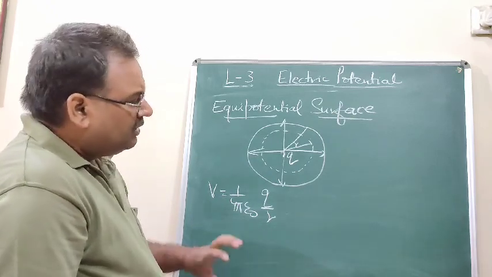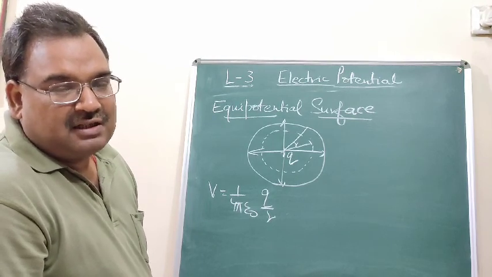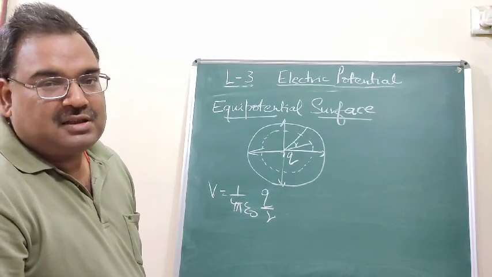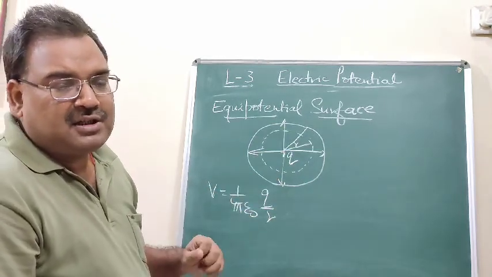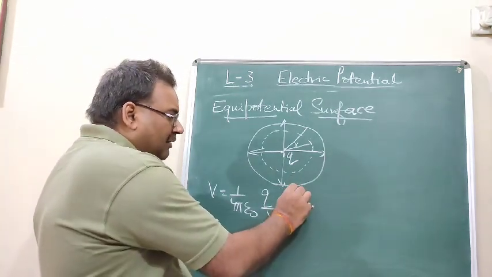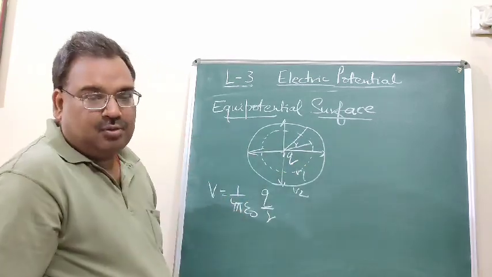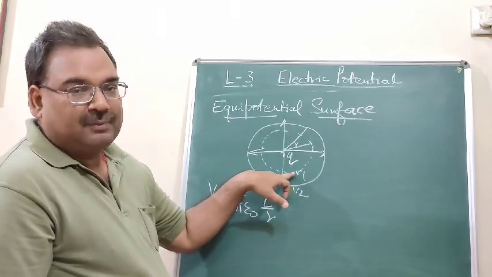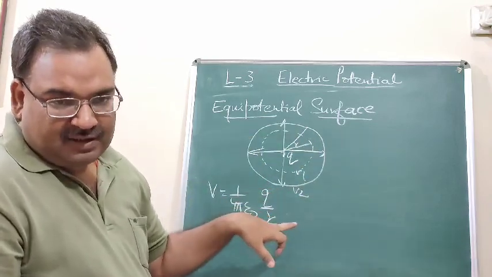So, all the consecutive or concentric spheres that are drawn will form different equipotential surfaces. An equipotential surface is one where the electric potential at the surface is the same. Here it will have potential V2, here it will have potential V1. V1 and V2 will be different because the distance is different. But at all the points over this sphere, potential will be V1. Over this surface, at all the points, potential will be V2. Is it clear?